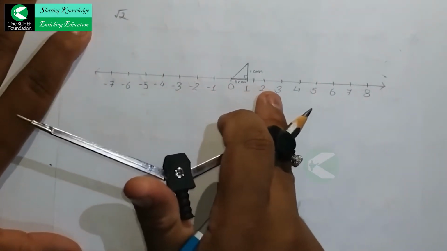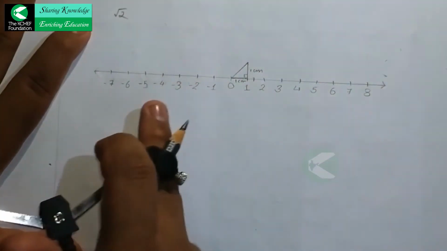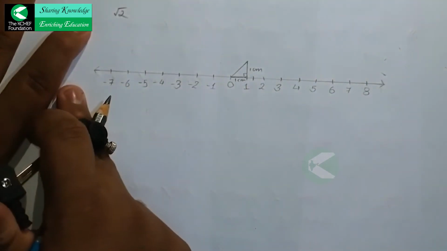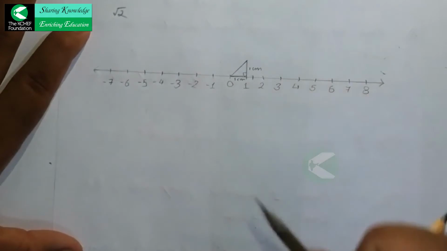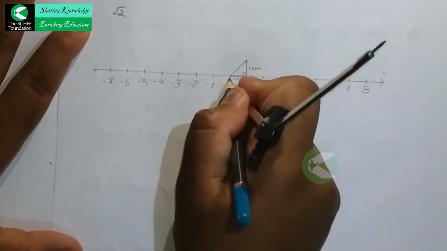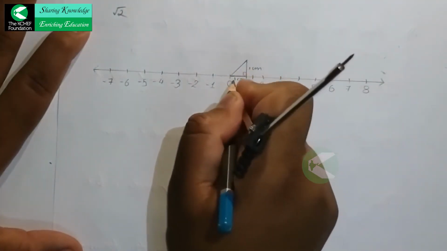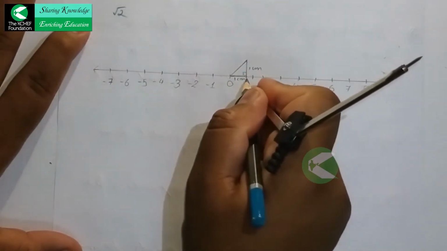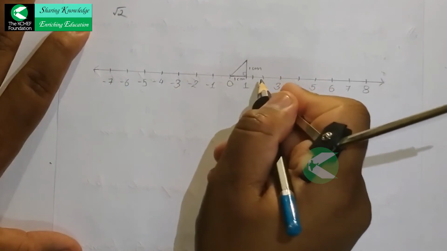From here 0, 1, 2, 3, 4 till 8, or you can take, and from here -1, -2, -3, -4 till -7. Okay, so after drawing this, you put your pencil on 0 and draw a 1 centimeter straight line from 0 to 1. And from 1 you draw a perpendicular line of 1 centimeter.